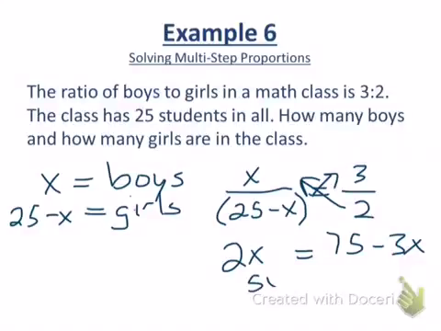5x equals 75. When you add 3x to both sides, x equals 15. So there's 15 boys, 10 girls. Okay?